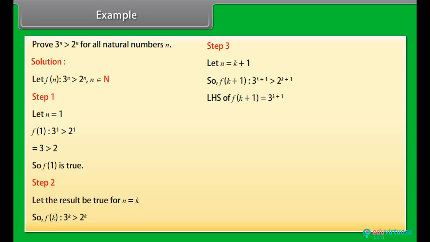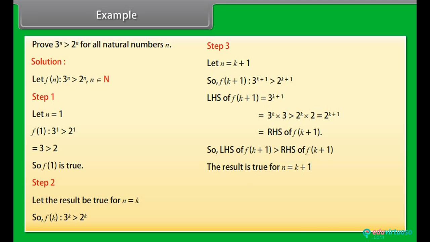LHS of f of k plus 1 is equal to 3 raised to power k plus 1 is equal to 3 raised to power k into 3 is greater than 2 raised to power k into 2. That is, 2 raised to power k plus 1 is equal to RHS of f of k plus 1. So, the result is true for n is equal to k plus 1. Step 4. By principle of mathematical induction, 3 raised to power n greater than 2 raised to power n for n belongs to capital N.